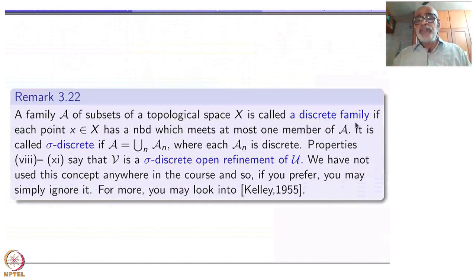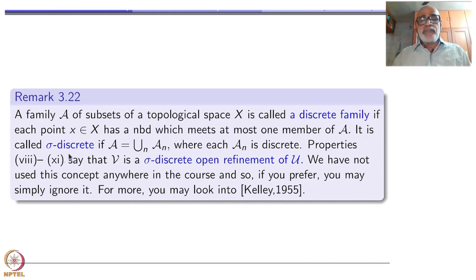A family is a discrete family if each point x belonging to X has a neighborhood which meets at most one member of A. You see, if the distance between members of A is something positive, for each point x I can take the ball of radius half of that distance. Whatever positive, I say half that radius, then what I get is that open ball cannot intersect both of them, that's all. So that is what we have achieved here.